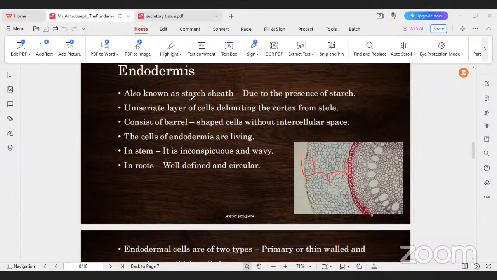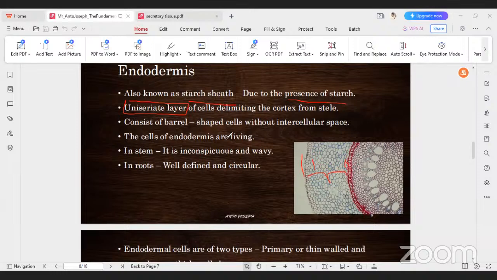Also known as starch sheath in stem due to the presence of starch. How many layers is it? Uniseriate. Like the epidermal cell, it is also uniseriate. It is delimiting the cortex from the stele. It consists of barrel-shaped cells without internal space. In epidermis also no internal space. Endodermis has no internal space, only the cortex has internal space.